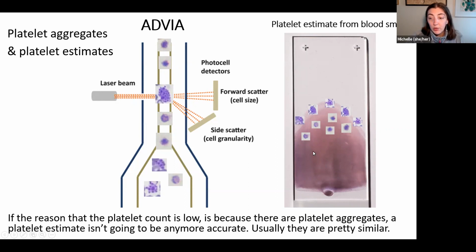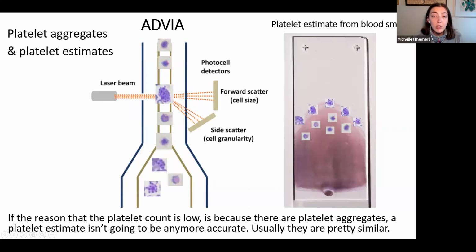So when we do a platelet estimate from a blood smear, we're looking in the monolayer at these individual platelets, and that's how we come up with our platelet estimate. If you have a lot of platelet clumps on the feathered edge, they're not evenly distributed throughout the blood, and so our manual platelet estimate is also going to be low. So, we can do a platelet estimate. It's not very accurate. The machine is much more accurate than we are.